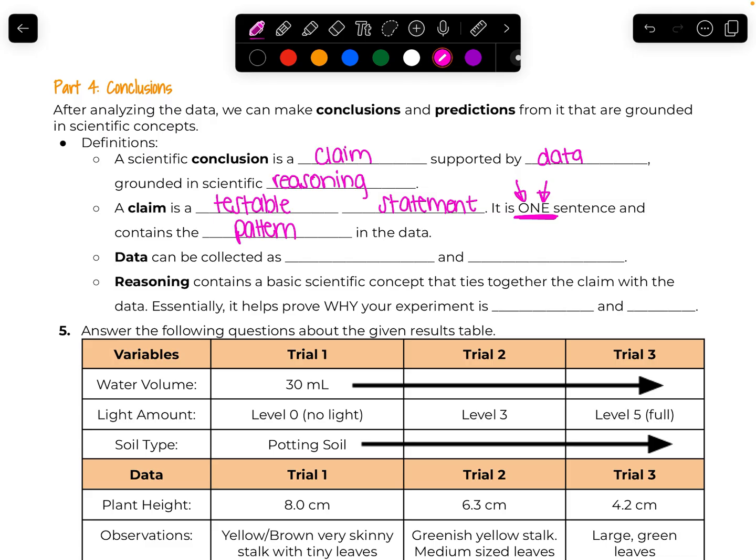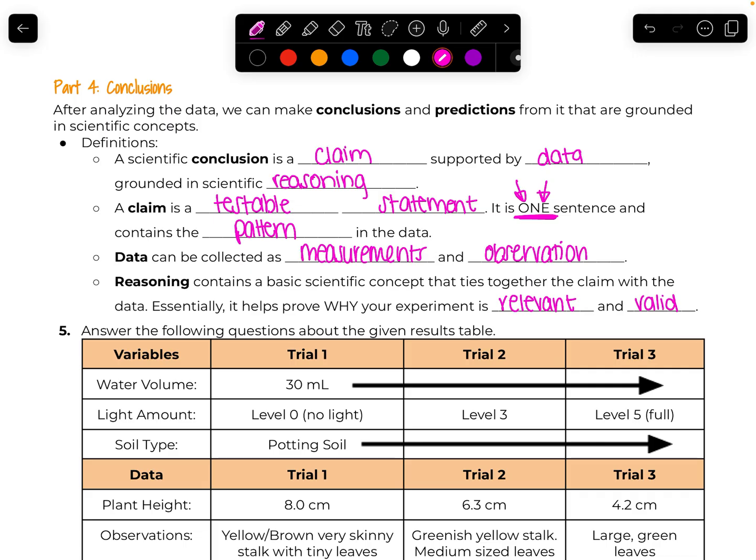And then again, data can be collected in two forms. We have measurements and we have observations. Lastly, your reasoning. Your reasoning is your basic scientific concept, like I said earlier, and it ties together your claim with your data. So essentially, it proves why your experiment is relevant and valid. Remember, we did a lot of practice with this in Unit 1, where we wrote our CERs, our claim evidence reasoning statements. That can be considered your conclusion.